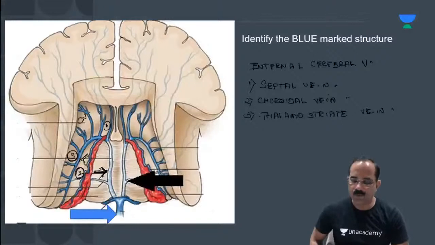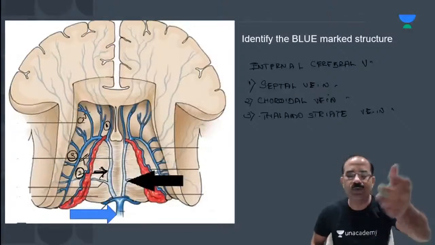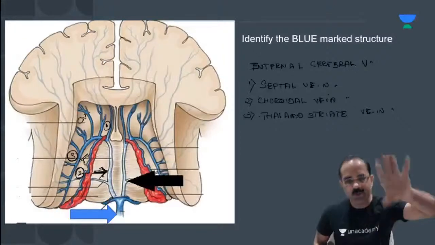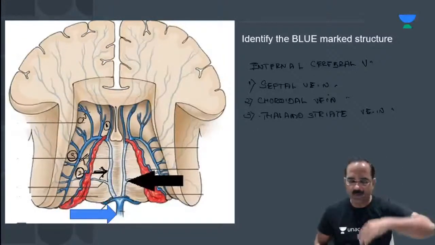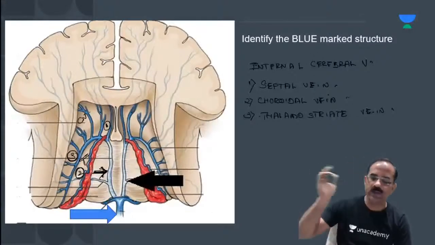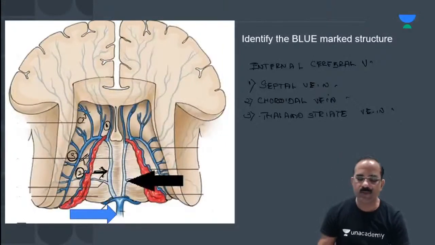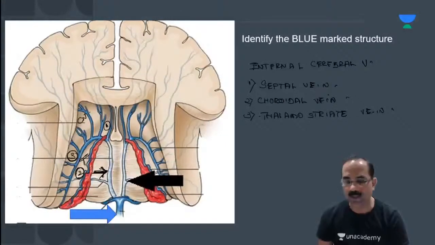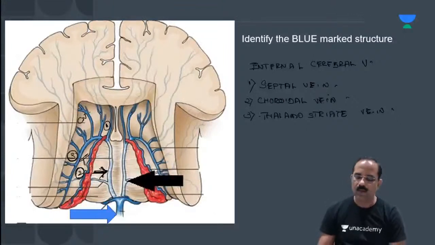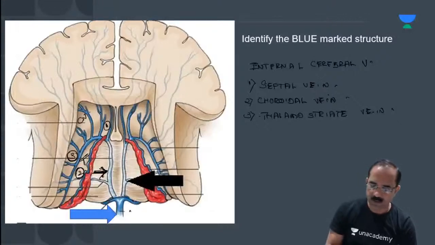So I put three numbers here for you. Very good. Number one is the septal vein. Number two is the choroidal vein, and that red is the choroid plexus. The choroidal vein is going to drain the choroid plexus. Number three is a vein between the thalamus and the caudate nucleus, therefore known as the thalamostriate vein.